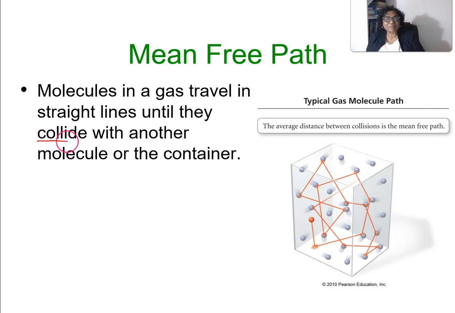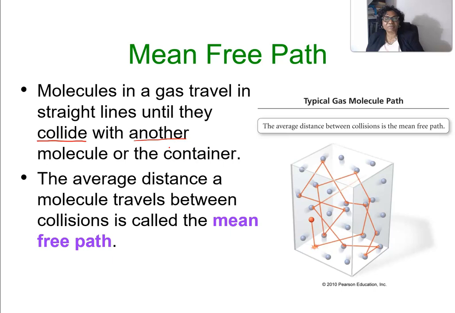Collide with another molecule or the container. The average distance a molecule travels between collisions is called the mean free path. So that's the average distance one molecule travels between collisions, called the mean free path.